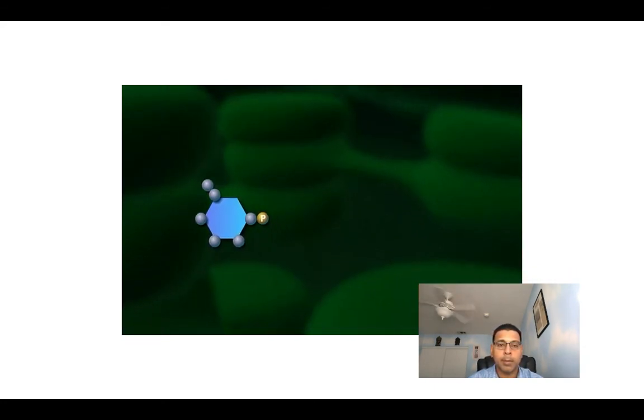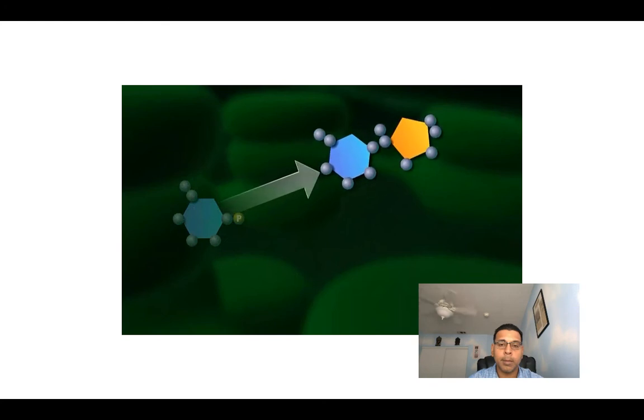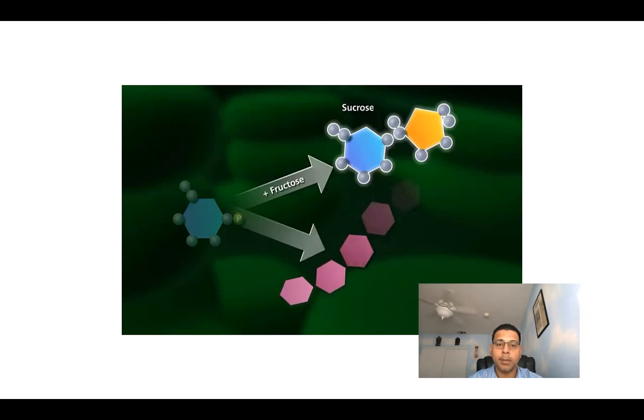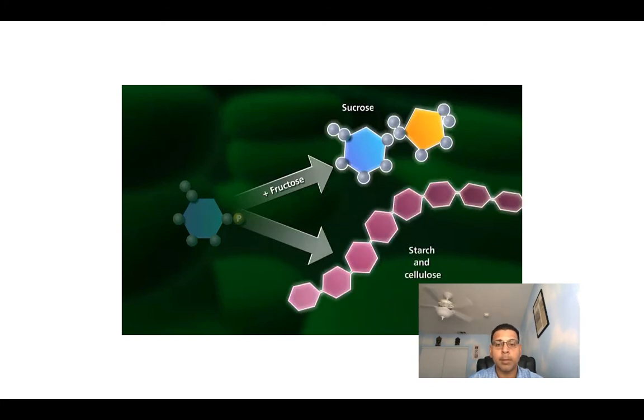These molecules can remove their phosphate and add fructose to form sucrose, the molecule plants use to transport carbohydrates throughout their system. Glucose phosphate is also the starting molecule for the synthesis of starch and cellulose.